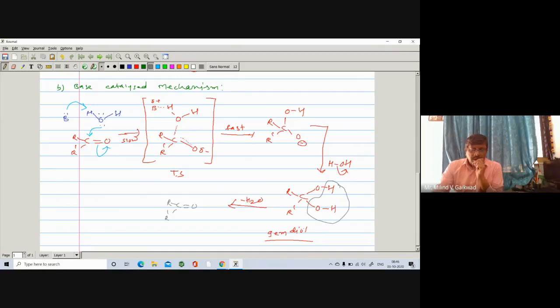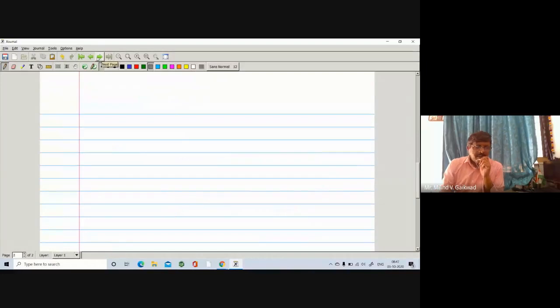How to isolate this compound? If you introduce an electron withdrawing group in R, then in that case the OH may become stable, right? So here we'll see the effect of substituent on the stability of this diol. Effect of substituent on the stability of diol. We'll take an example. For each example they may ask for 2 marks.